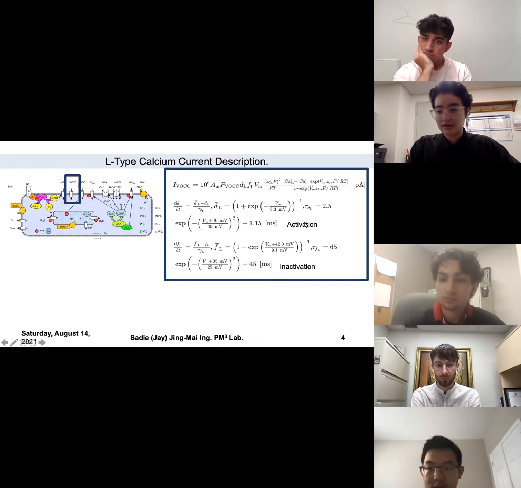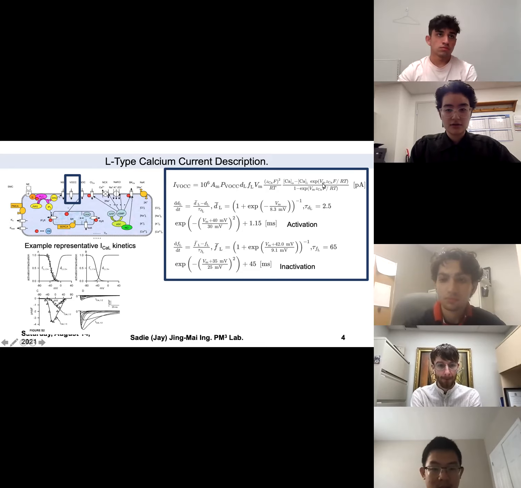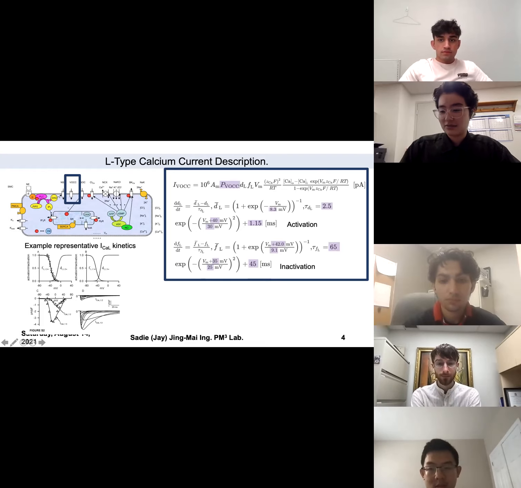So the activation is made up of the steady state of activation, which is written here first, and the time constant of activation, which is written second. The same is true for the inactivation. Here are some graphs that show the activation and inactivation on the bottom left. Now, the most important thing is that these parameters here, highlighted in purple, are all unknowns and have been values that I've been trying to estimate under healthy and hypertension conditions.